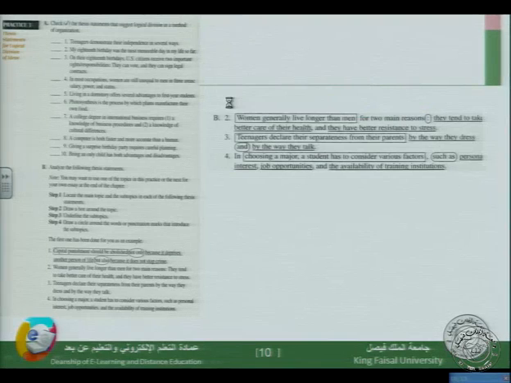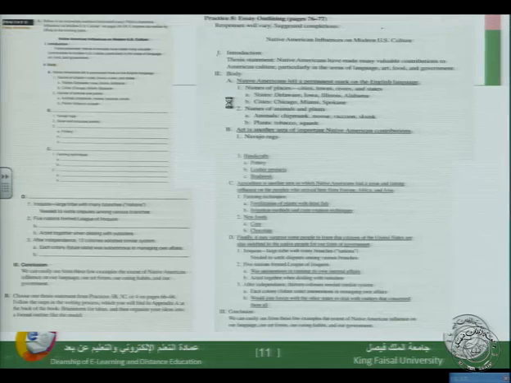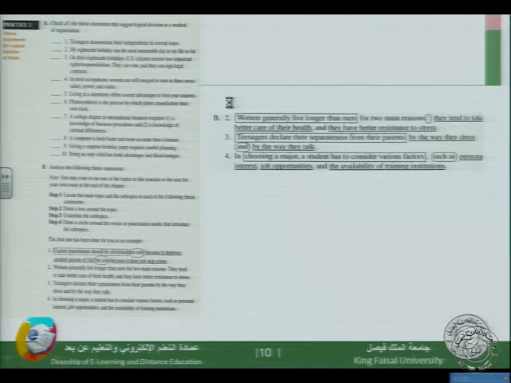Now here we have practice number 3 for thesis statements for logical division of ideas. Okay, do you remember the logical division of ideas? I don't think so. I guess you should remember that. First of all, if you look at A, check the thesis statement that suggests logical division as a method of organization. أول واحدة خلينا نقرأ. Teenagers demonstrate their independence in several ways. In several ways.